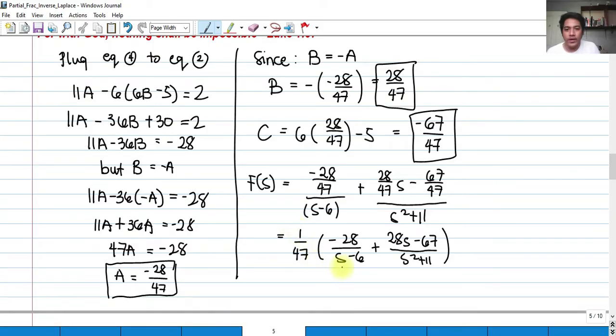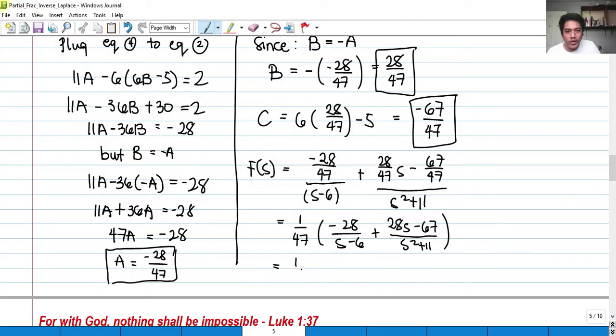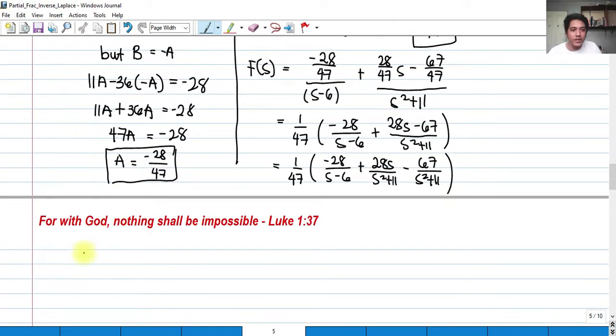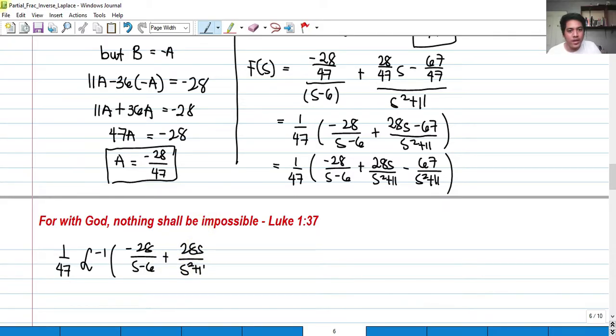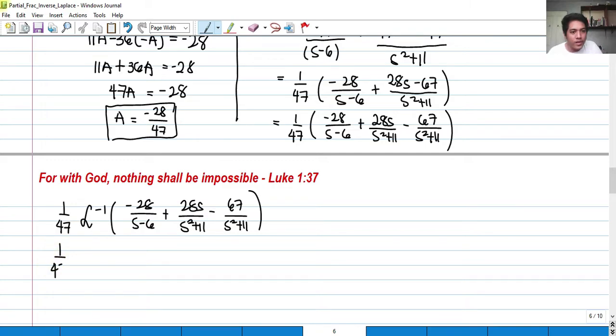Here we factor out 1 over 47, and hence we can still simplify this so that we can get the inverse Laplace transform easily, as we can split this. So we have 28s over s squared plus 11 minus 67 over s squared plus 11. So if we get the inverse Laplace transform of this, we have 1 over 47, then the inverse Laplace of negative 28 over s minus 6 plus 28s over s squared plus 11 minus 67 over s squared plus 11.